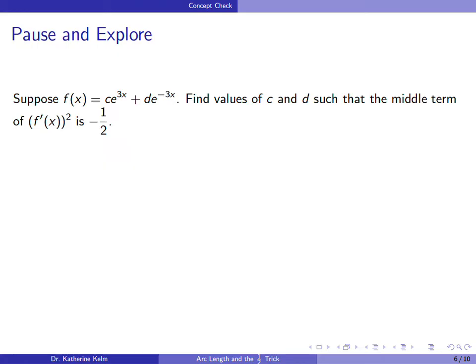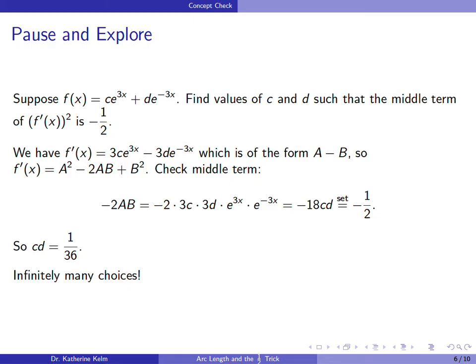Suppose f of x equals c times e to the 3x plus d times e to the negative 3x. Can you find values of c and d such that the middle term of f prime of x all squared is negative 1/2? Pause the video and come back when you're ready.